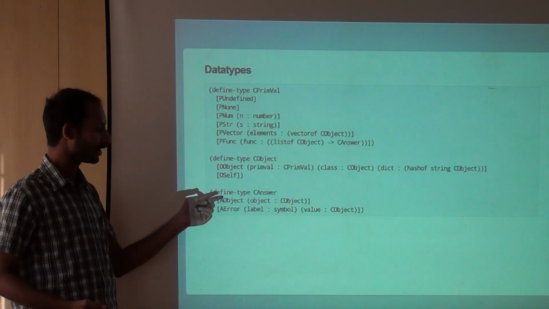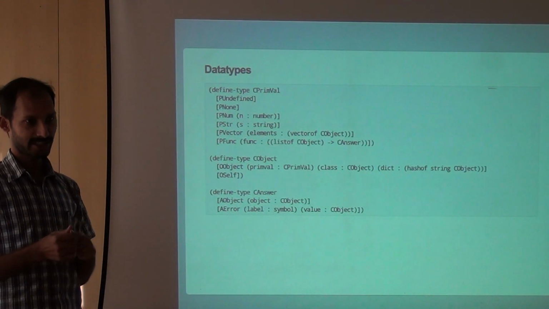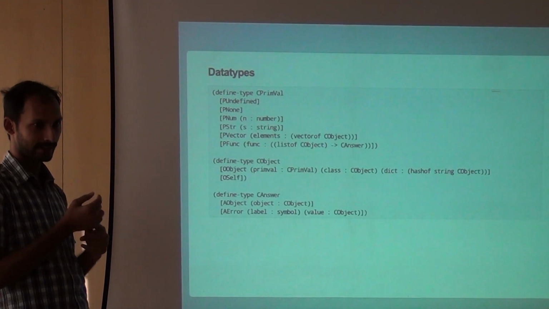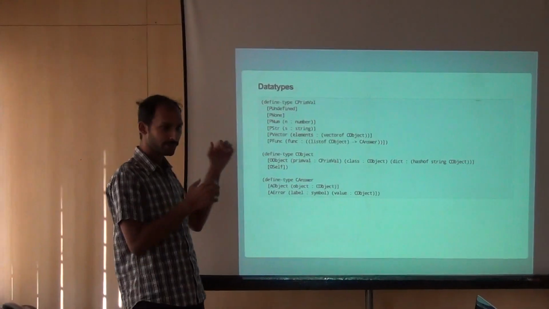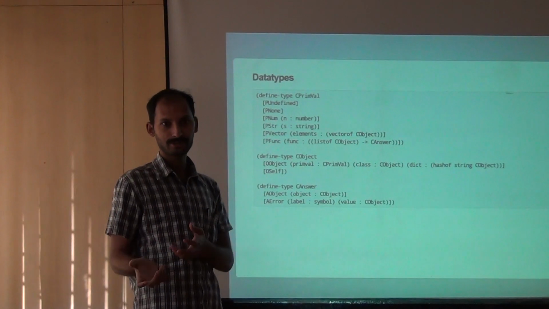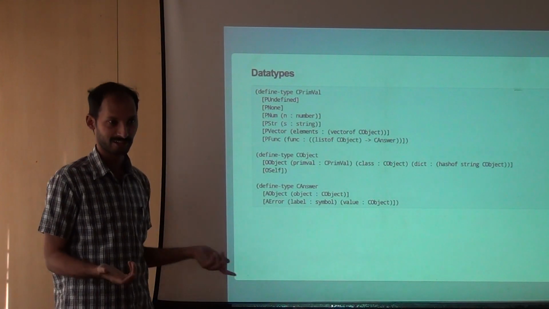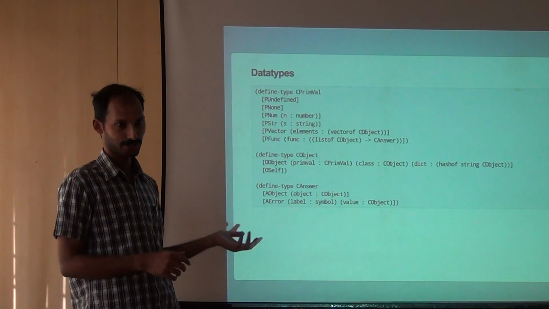Answer could be an object or an error. So core language doesn't have exceptions. I mean, it has a kind of handling of errors. Okay, so when you take an expression and evaluate it, it gives you back something, right? So it gives back an answer. Answer could be an object or an error. One of these two.